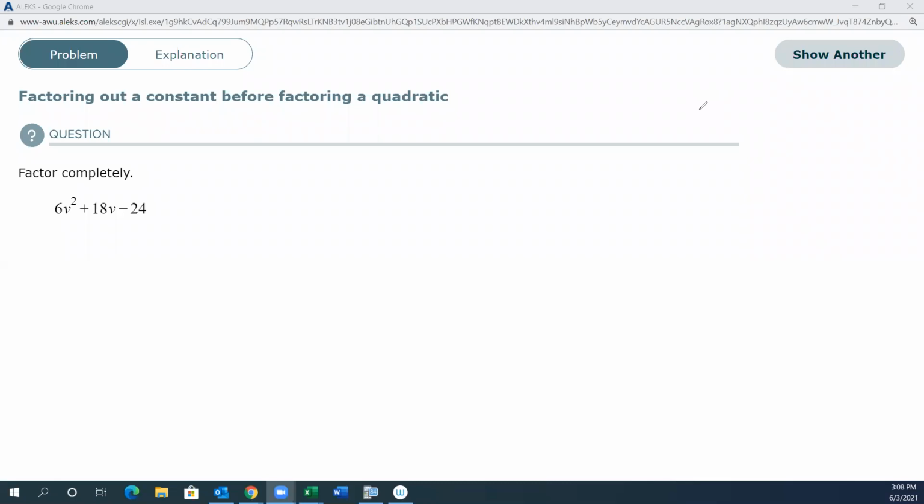Now this one, the leading coefficient is not 1. The leading coefficient is 6.